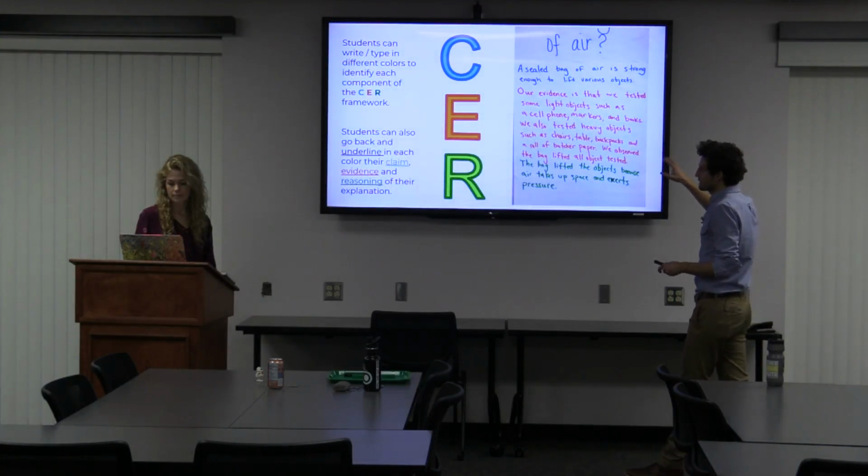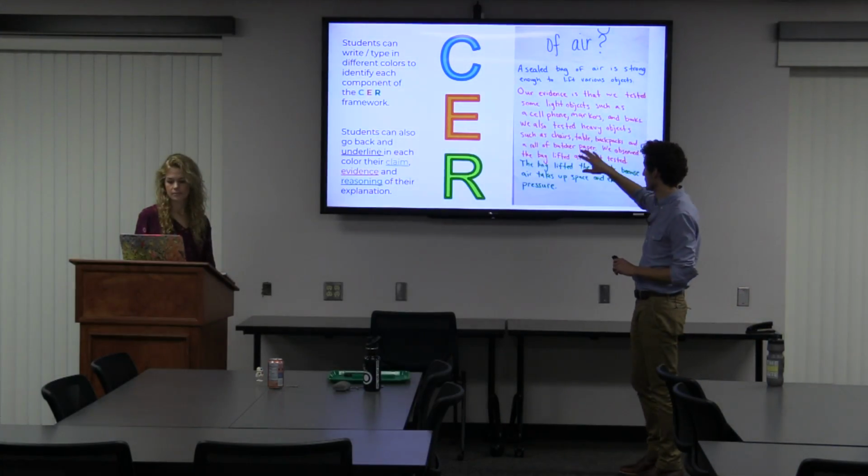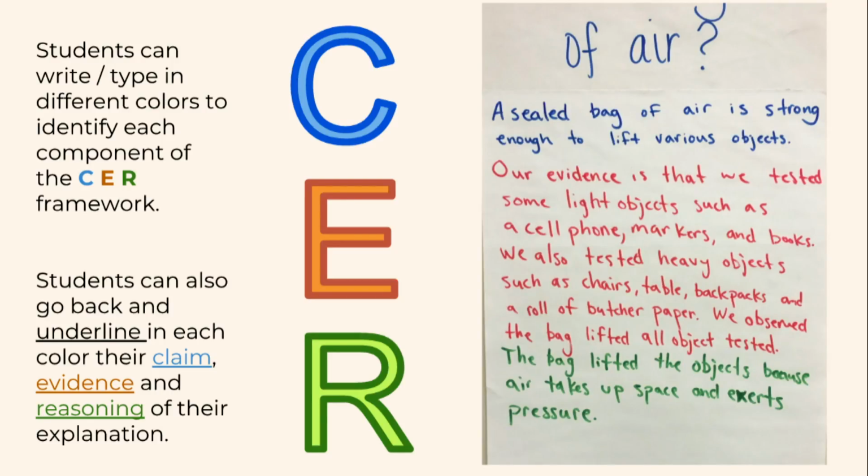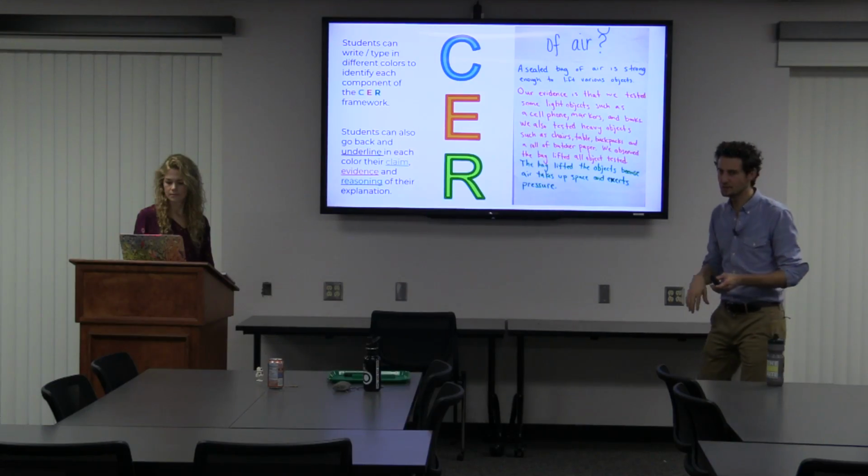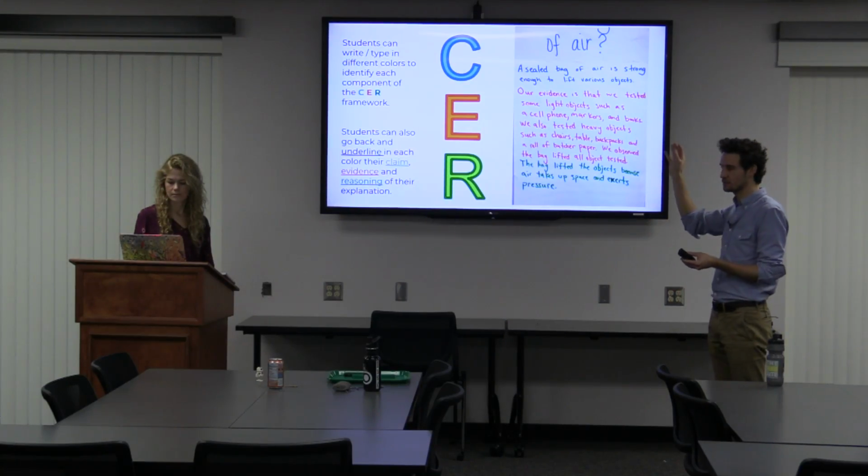One of the things that I think is a great way to work with kids is to color code their responses. And so as you go back into any claim and evidence, as you write them, you can use the blue, orange, and green. So here's an example of one I wrote for a sealed bag of air, where I wrote my claim in blue, my evidence in orange, and my reasoning in green. It just helps to highlight the different components of that. It's just a simple scaffold you can do.